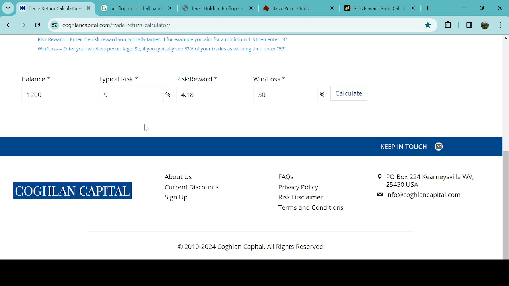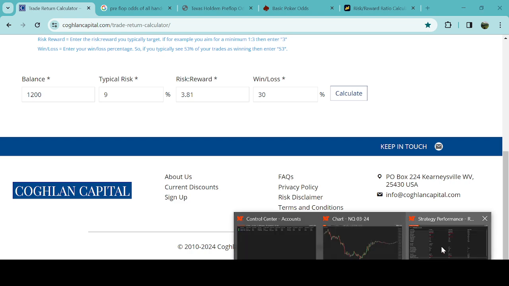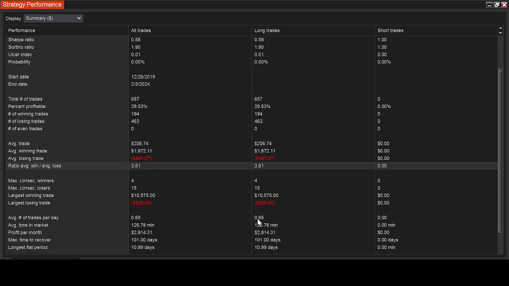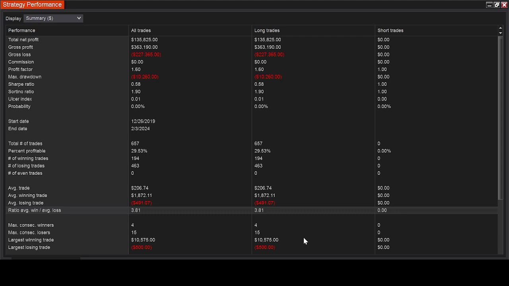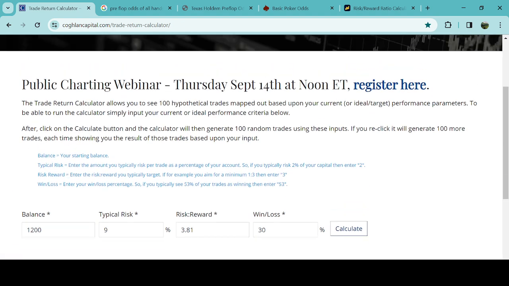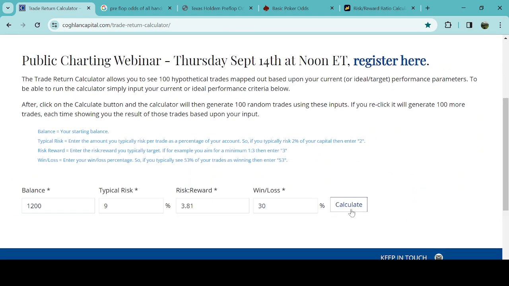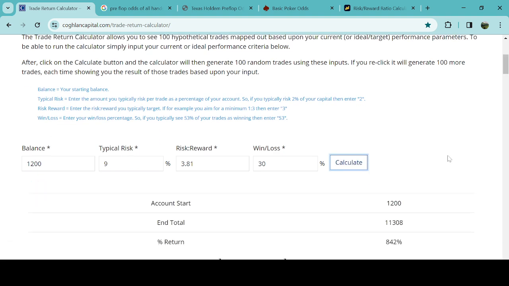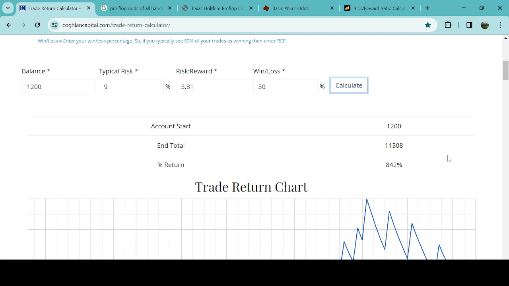Now you might say, what's the math behind that? Honestly, I'm not a math whiz. But I've tested it and it works. So it's 3.81 and the win rate is 30%. So let's say after about 100 trades, now this strategy takes, on average, about 0.65 trades per day, meaning that it probably takes a little over 100 trades per year. It probably takes 150. But let's just go on the safe side. Let's just say that every time I press calculate is 1 year of trading. So 1 year from now, these are the results I can expect. Not necessarily, but this is a hypothetical.